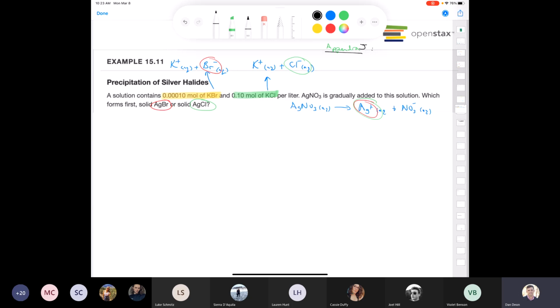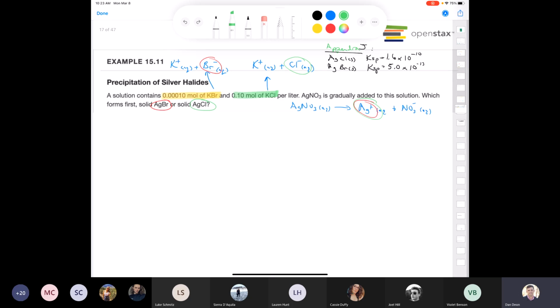Anyhow, the KSP for silver chloride, I'm just writing them down here for you, is 1.6 times 10 to the negative 10. And the KSP for silver bromide is 5.0 times 10 to the negative 13. Now the KSP of silver bromide is lower. So that means that if you had equal concentrations of chloride and bromide, the silver bromide would precipitate first. But it's got a lower concentration, so it's not going to be that simple.